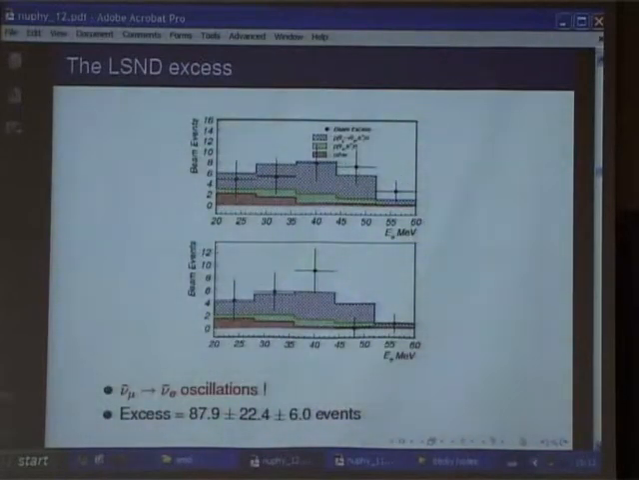So these black points are data points. The background that we expect is this red plus green. So now you can see that the data points are much above the background, which is red plus green. So in fact, this blue colored region is the region with oscillations, with the basic parameters. I will come to what the parameters are.